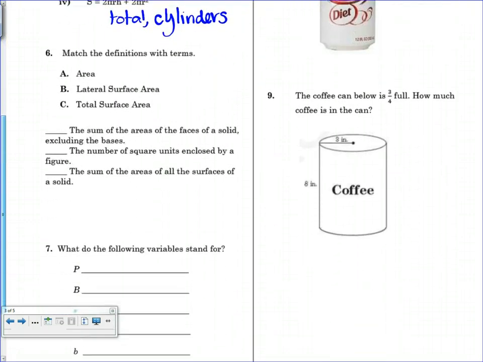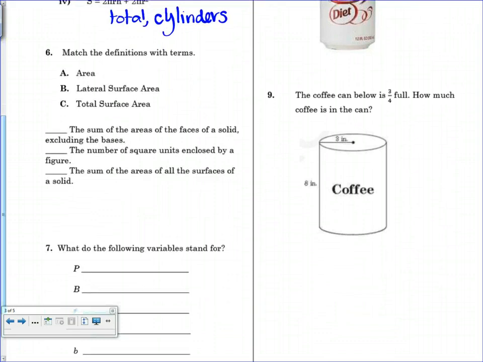Number 6, match the definitions with the terms. The sum of the areas of the faces of a solid, excluding the bases. So not including the bases, that's going to be letter B, lateral. We do not include bases for that. The number of square units enclosed by a figure, that's just area, base times height. The sum of the areas of all of the surfaces of a solid, that's total, all sides.